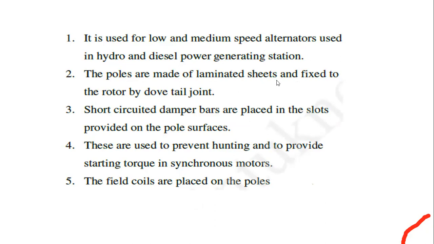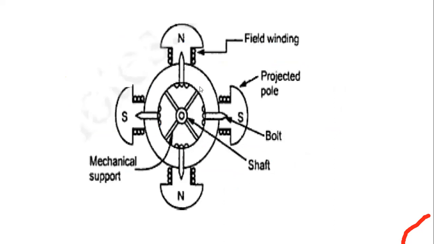The poles are made with laminated sheets and fixed to the rotor by a dovetail joint. Therefore, this will be fixed to the rotor. The short circuit damper bars are placed in the slots. The damper windings are placed in between the slots. These are the slots.